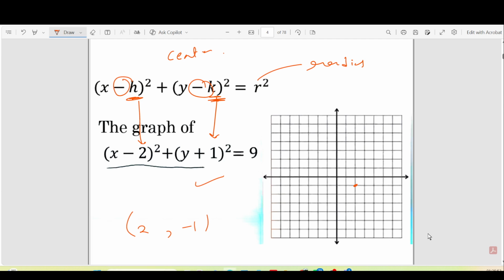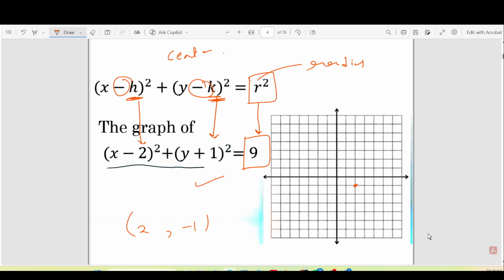And the radius, just equate these two things to find the radius. So r squared equals 9. Would it just be 3? Yes, the radius will be 3.